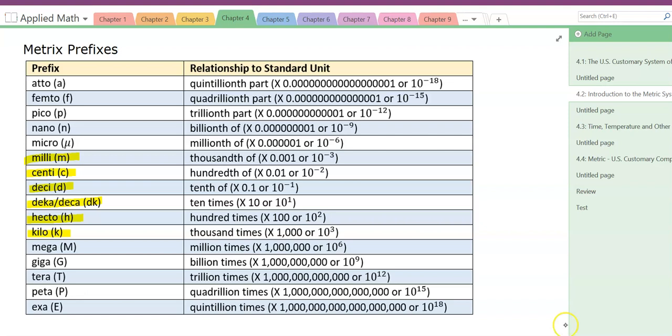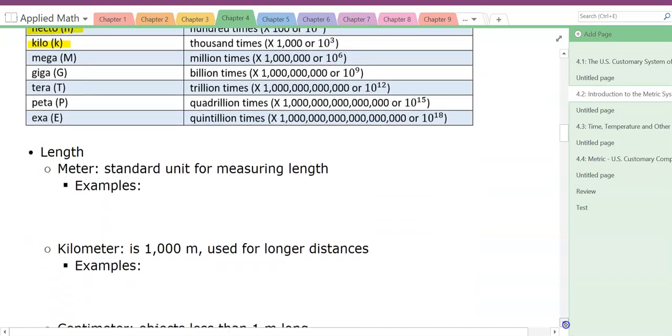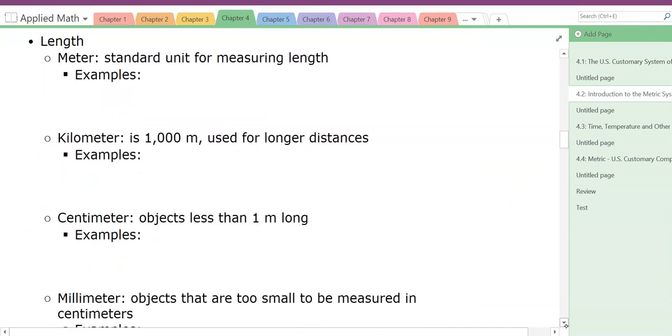So let's go over, how do you know which one to use? Because there's a lot of different types of measurement out there. For this first one, we're going to talk about meters, kilometers, centimeters and millimeters. So we have to understand when it is appropriate to use those measurements. If I was going to measure my binder, I would probably do that in inches. Okay, and most of us probably know that.